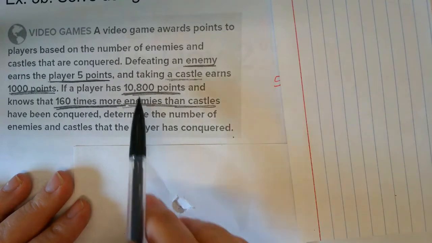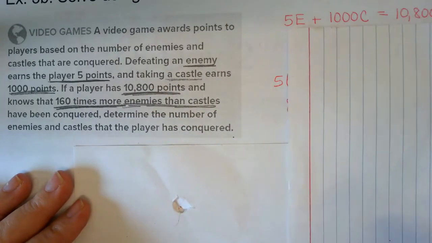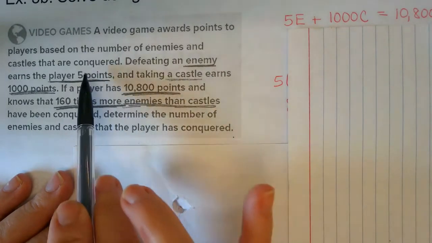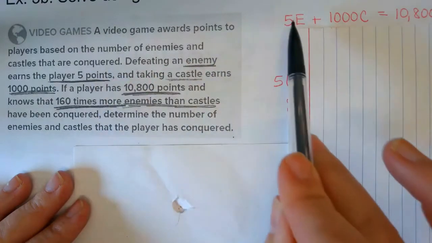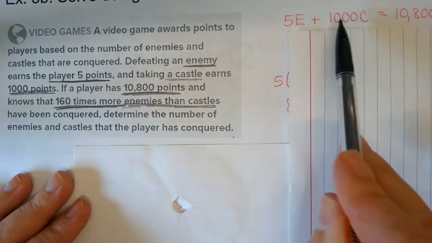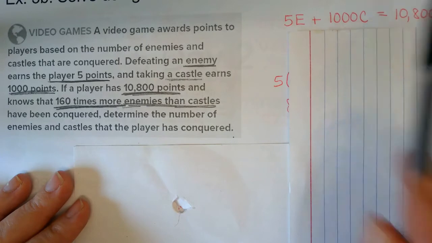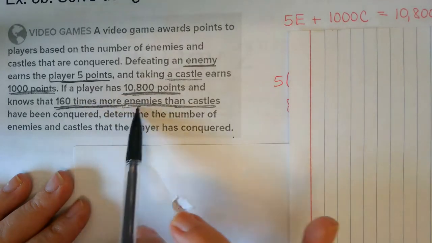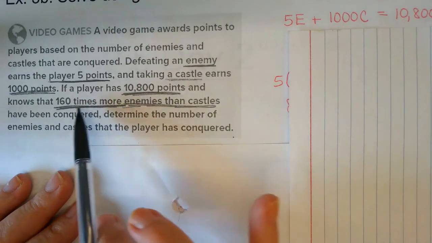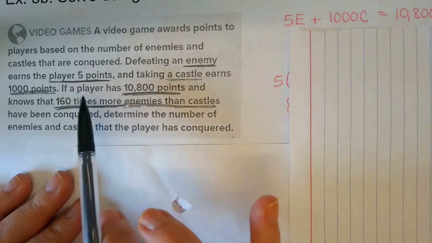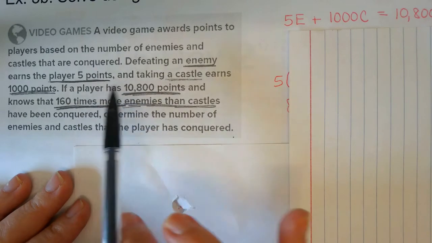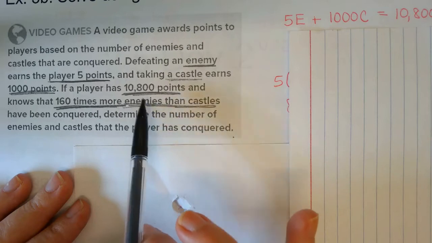So first, I see a total. So that always is going to go at the end. I'm going to get that total by using these point values. So 5 for enemies and 1,000 for castles. This other one is a little trickier because you have to think through what you're doing. I know I'm doing 160 times, okay? But I need to figure out which one I'm going to have more of.